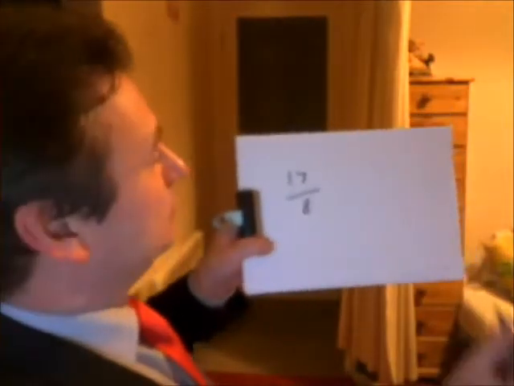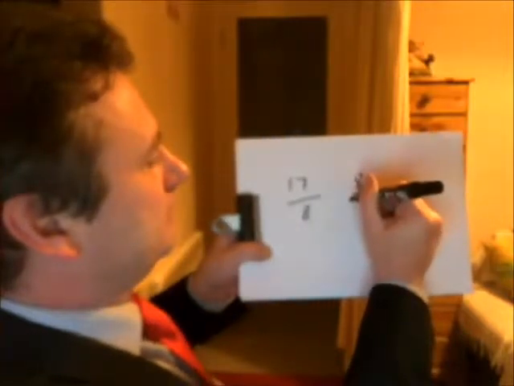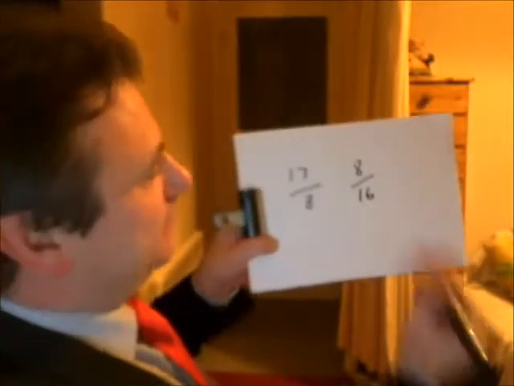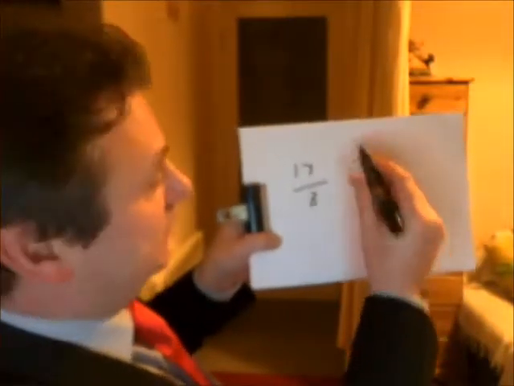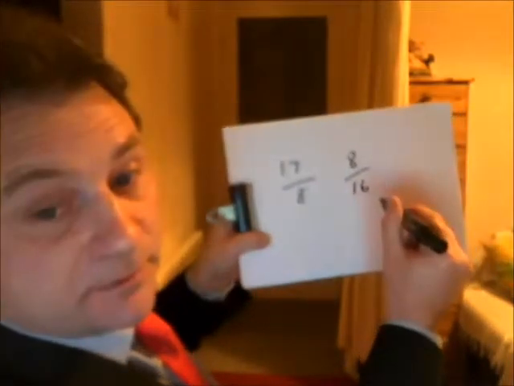Okay, that's an improper fraction. A proper fraction is that. Okay. Now, how do we turn that into a decimal? How do we do it?